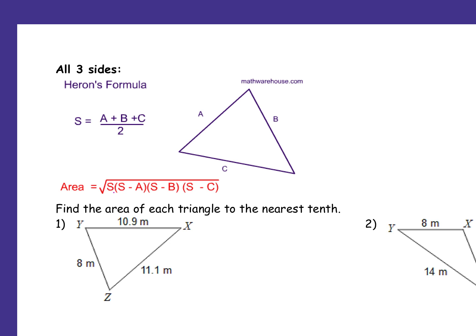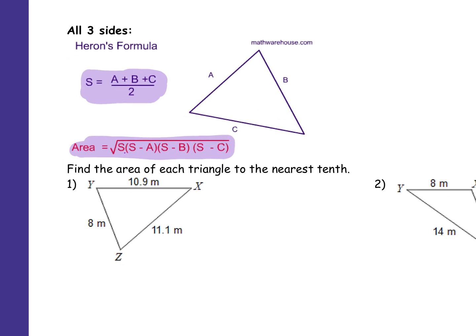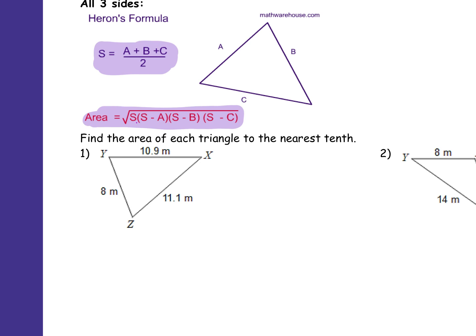Well, how do I find out what S is? S is right here: I add my sides together and I divide by 2, and that's how I find out what S equals. Then I find the area by putting it into this formula. So we are going to do that here. And it says round to the nearest tenth.